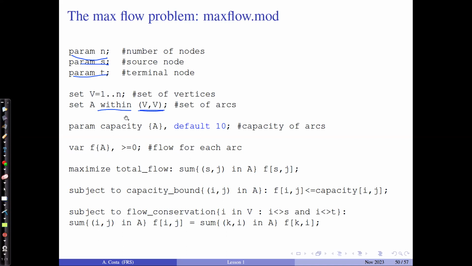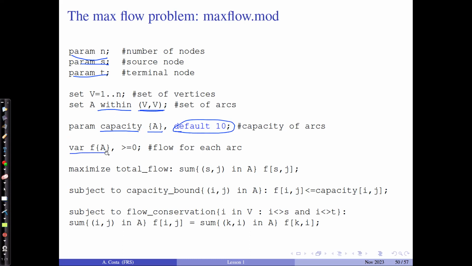This within is another keyword. Okay, but for now, don't worry. It's just a term that we need to use to have a valid definition. Then we have the capacity for each arc. Let's say in this problem that all the capacities are set to 10 to make it easier.